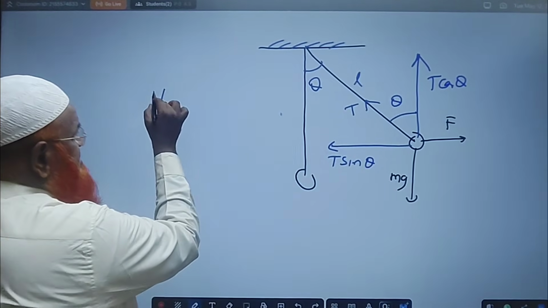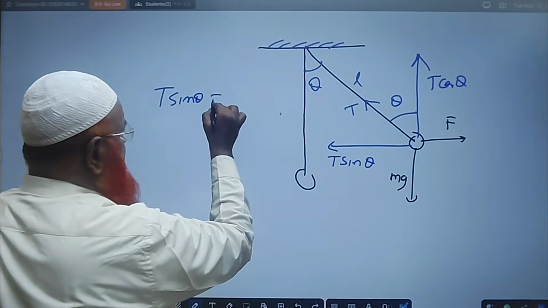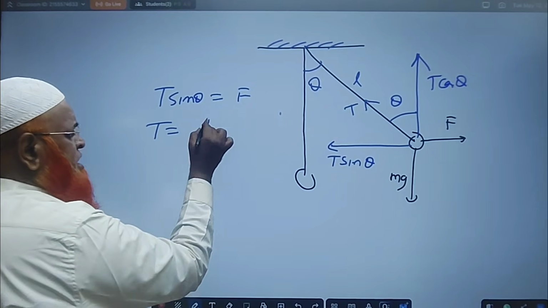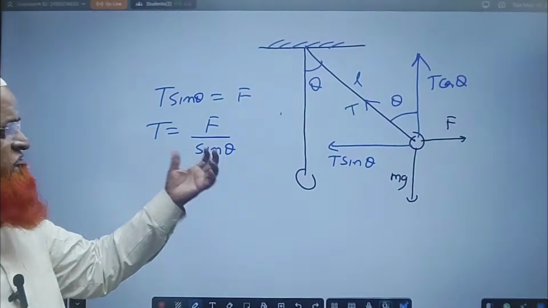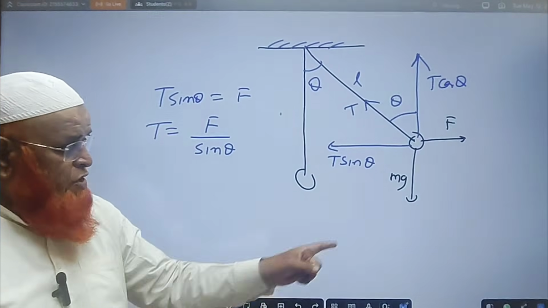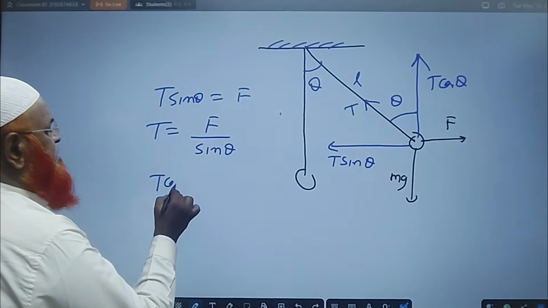So what do you understand from this? You will understand that T sin theta in this direction and H in the opposite direction are going to be the same. So you can find the tension if you know the horizontal force by using the formula T is equal to F by sin theta. If you don't know the force, but you know the weight of the body, then you have to apply T cos theta.